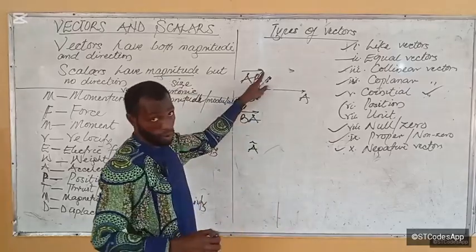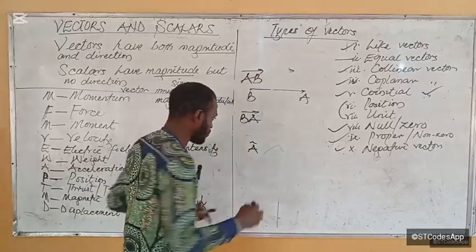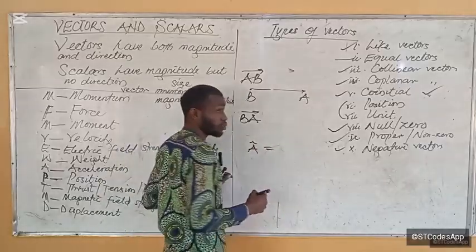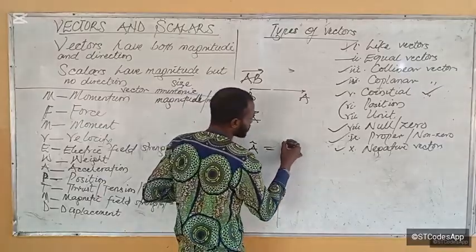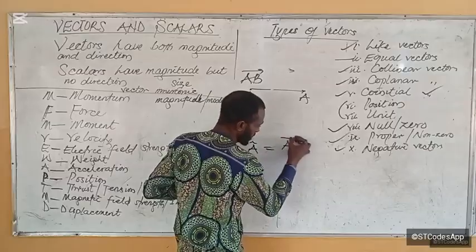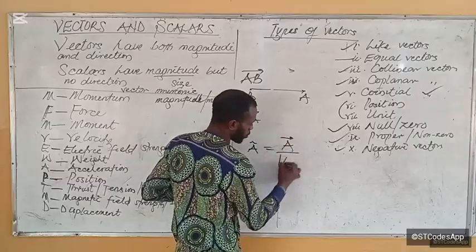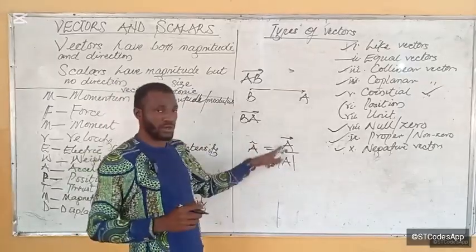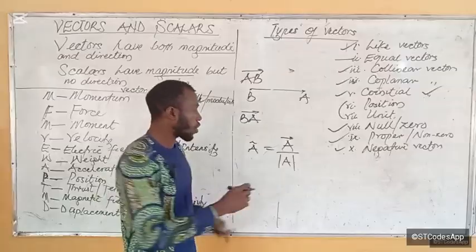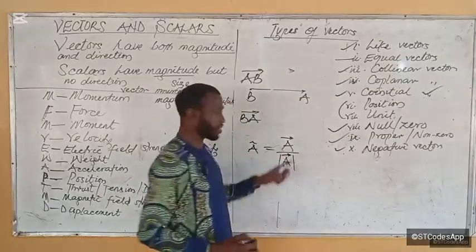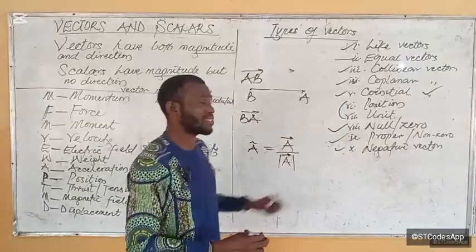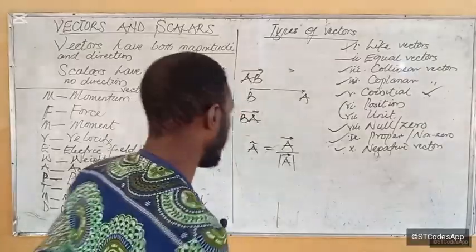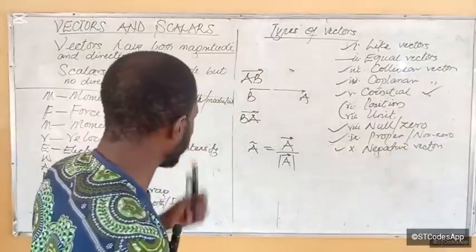The arrow is the representation for all vectors except unit vectors. A unit vector uses A hat. The way we find it is by taking the vector A itself divided by the modulus of vector A. Is that clear? We take vector A and divide it by the modulus or the magnitude of vector A. So those are the types of vectors and their explanation.